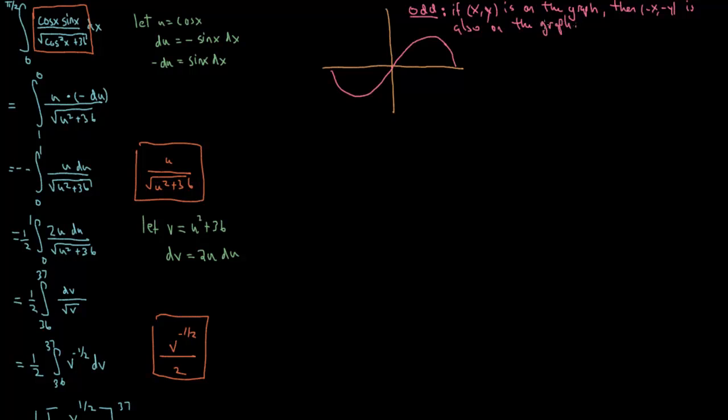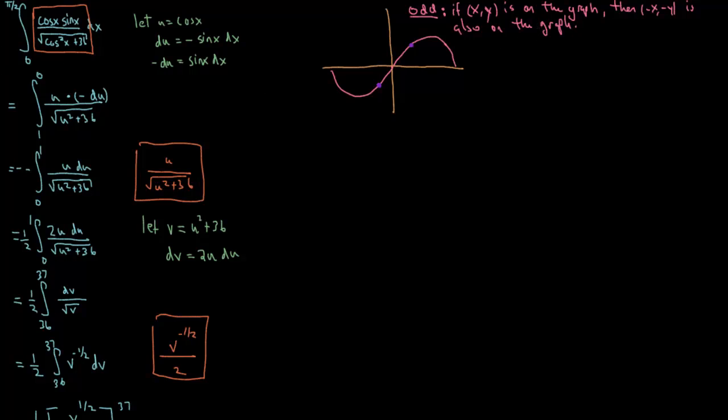You know, that's if you're thinking about symmetry. So what that says is if this point is on the graph, then if you negate that x value and that y value, this point over here has to also be on the graph. That's what an odd function means, kind of, graphically.